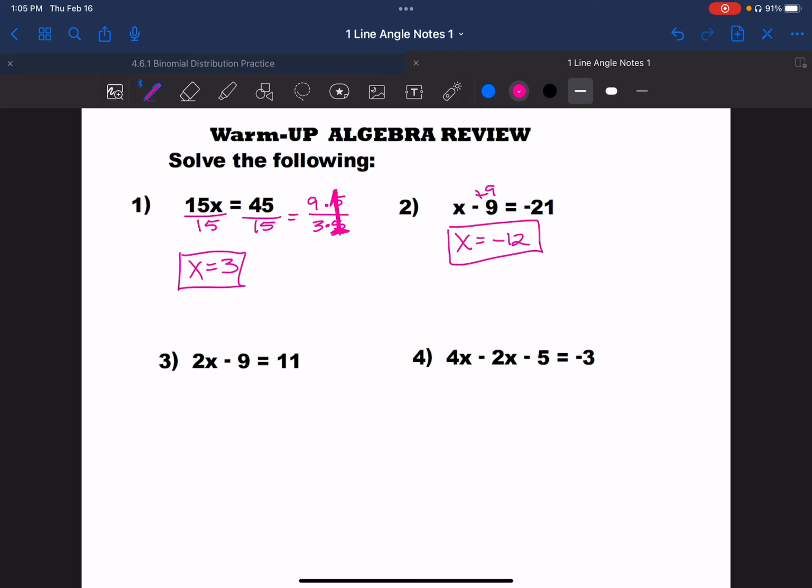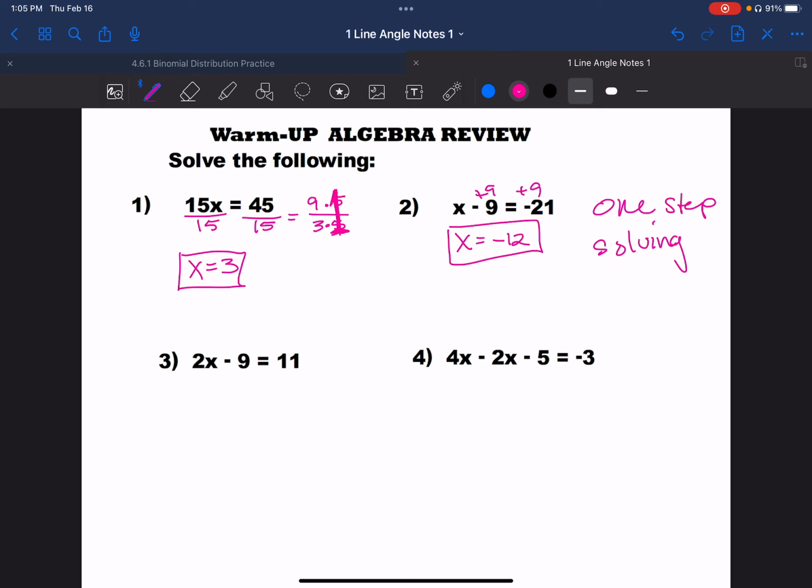We're adding that 9 to both sides, and we get x equals negative 12. These are our one-step solving problems, because it took one single move to do it.